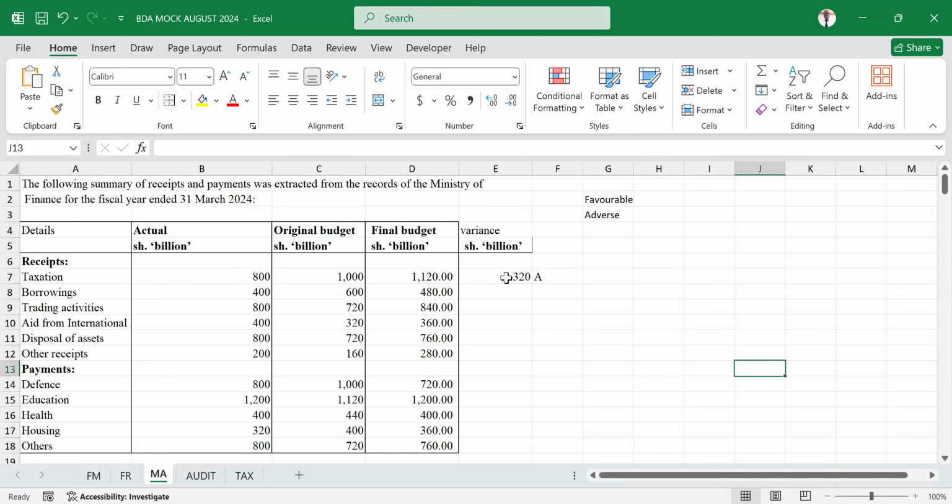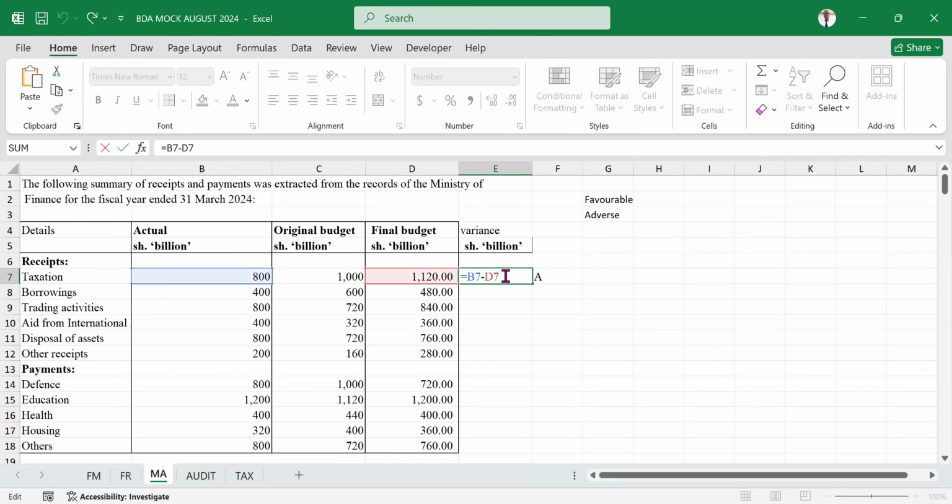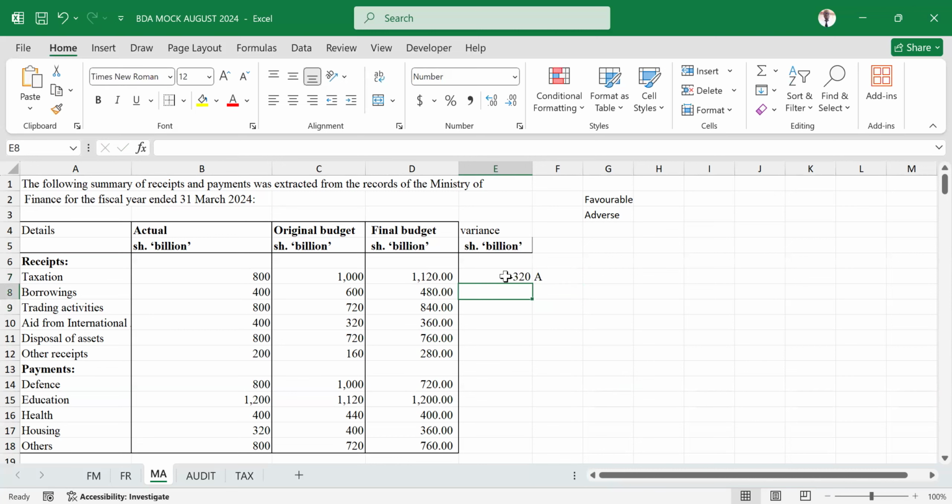Good. So now that I've set this formula of comparing between actual and final, why don't I just autofill so that I have everything auto-populated to the end like that? And I'm having my variances outlined to the end. So with the variances I have, we can now give them the interpretation.